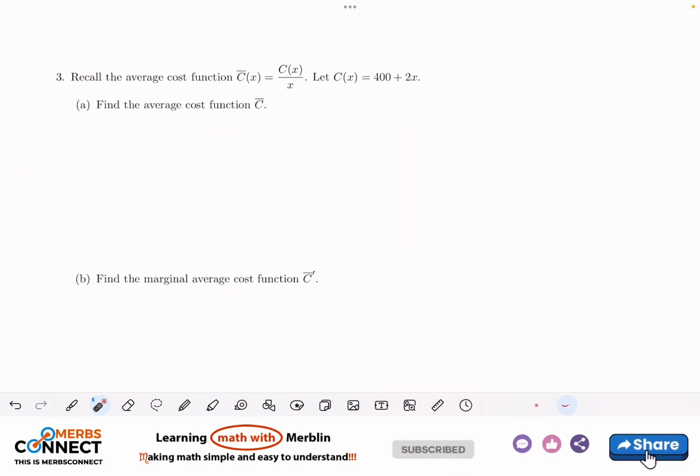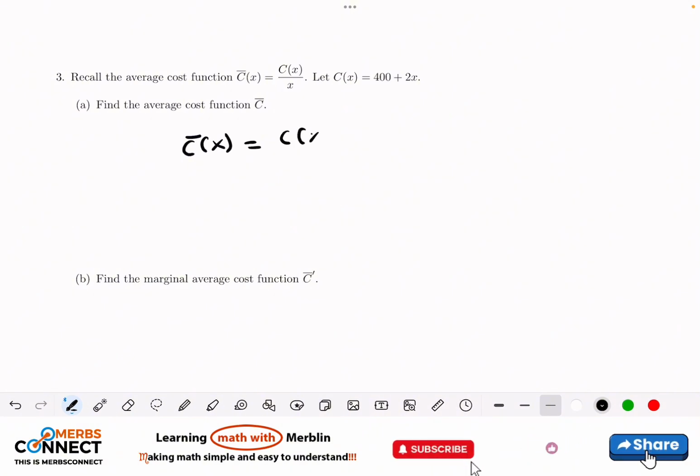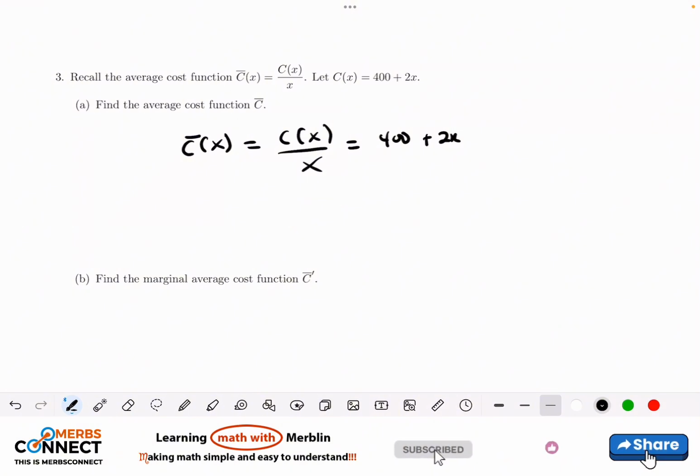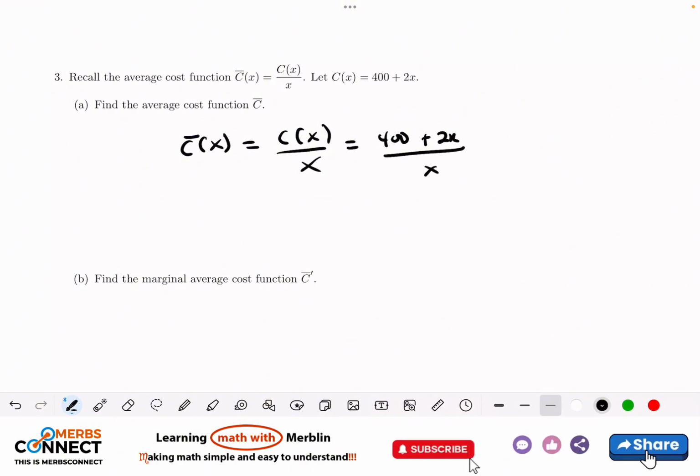Let's look at the 3. Now the 3, we have the average cost function where C of x is equal to this. So this is very simple. The question is asking us to find the average cost function. Now C bar is what is here. So it means that C bar of x is equal to C of x over x. But we know that C of x is equal to this. So we just do substitution, which will be 400 plus 2x all divided by x, right?